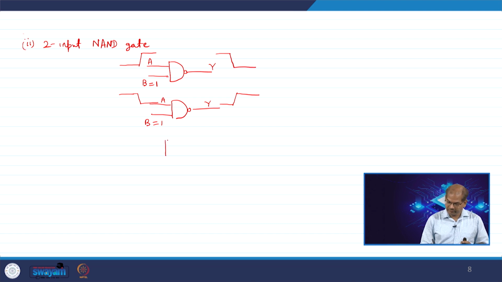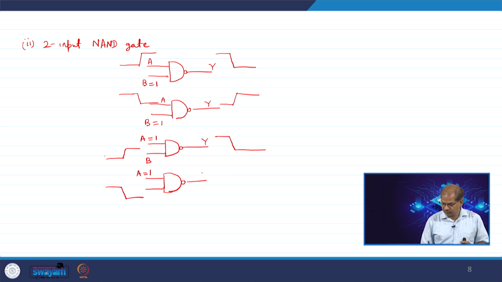Similarly, let us say your A is 1 and the B pin is doing a rise transition, your output will do a fall transition. Your A is 1 and B is doing a fall transition, then your output Y will do a rise transition. So, these are the valid arcs.